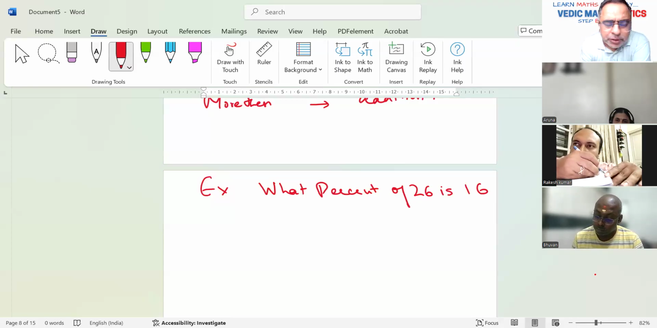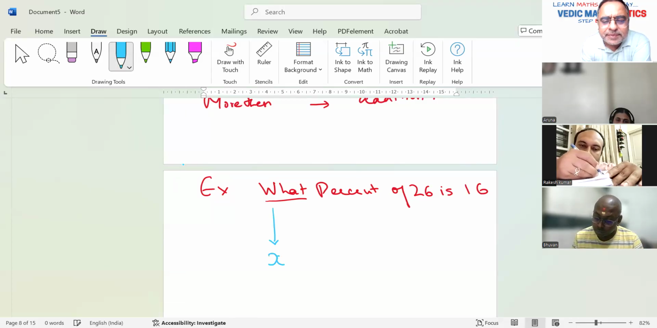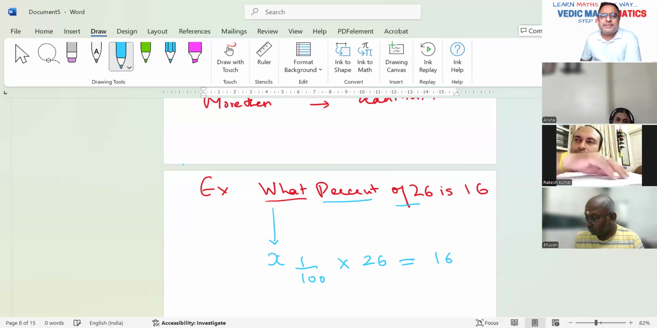So let's substitute x. X percent, 1 by 100, of means multiply, 26 is equal to 16. Finish. Your equation is ready.